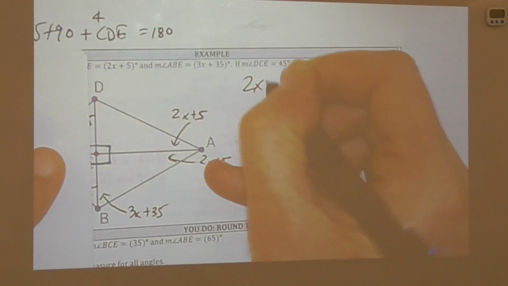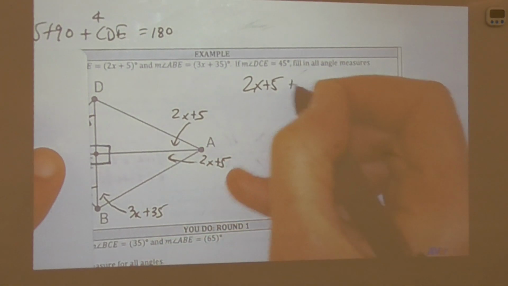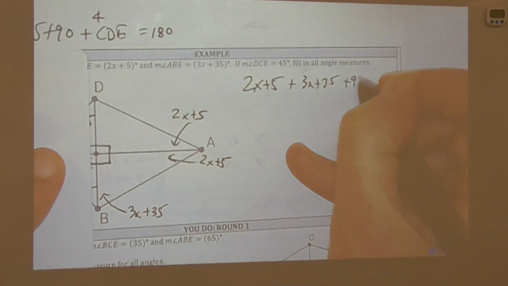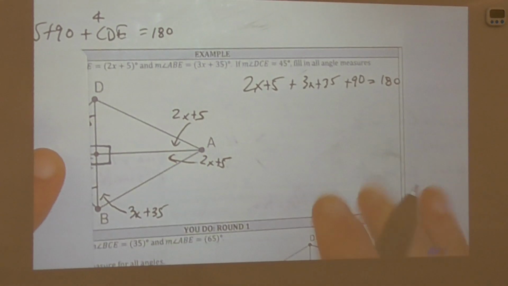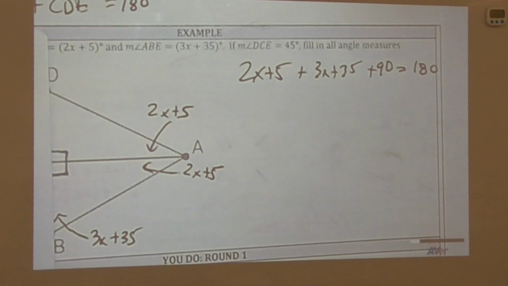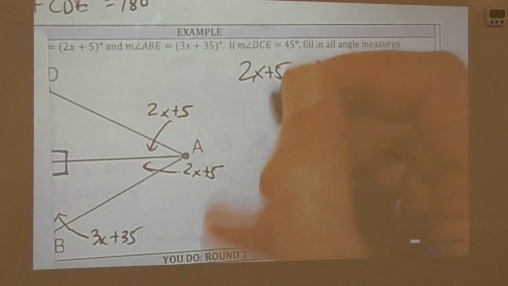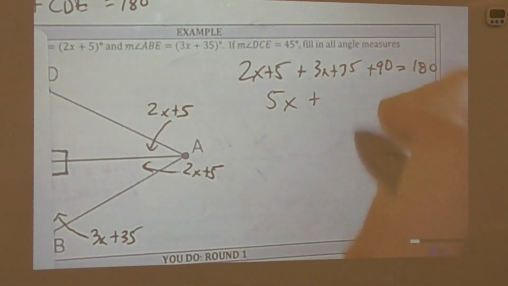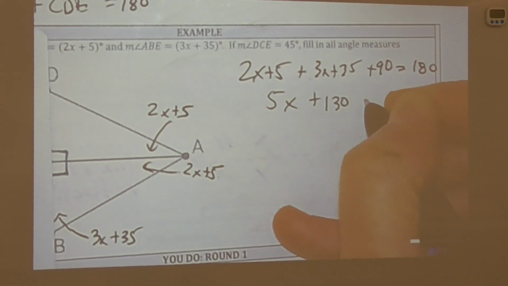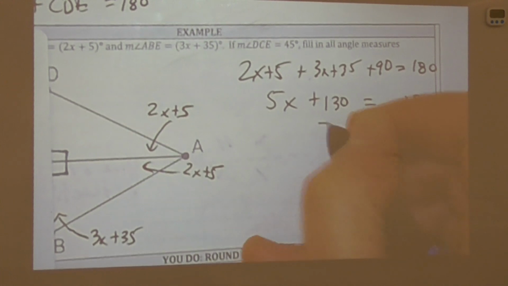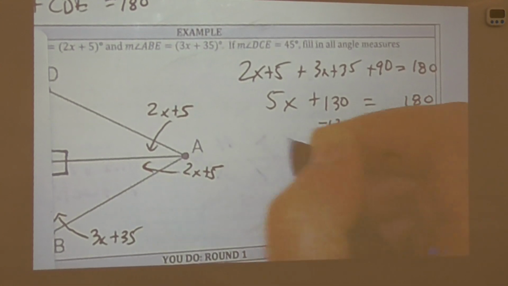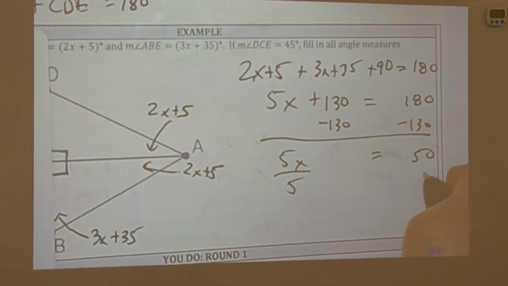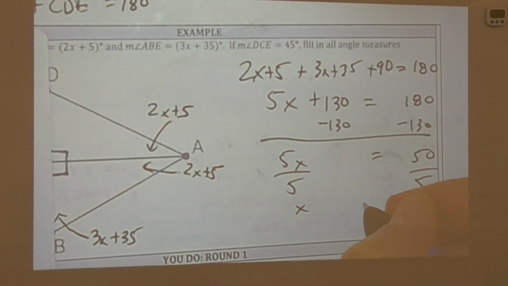So I have 2x plus 5 from here, plus 3x plus 35 from here, plus 90, equals a total of 180. Now combine like terms and use inverse operations. We have 5x plus 40 plus 90, so 5x plus 130 equals 180. Subtract 130. 5x equals 50, divide by 5. X equals 10.